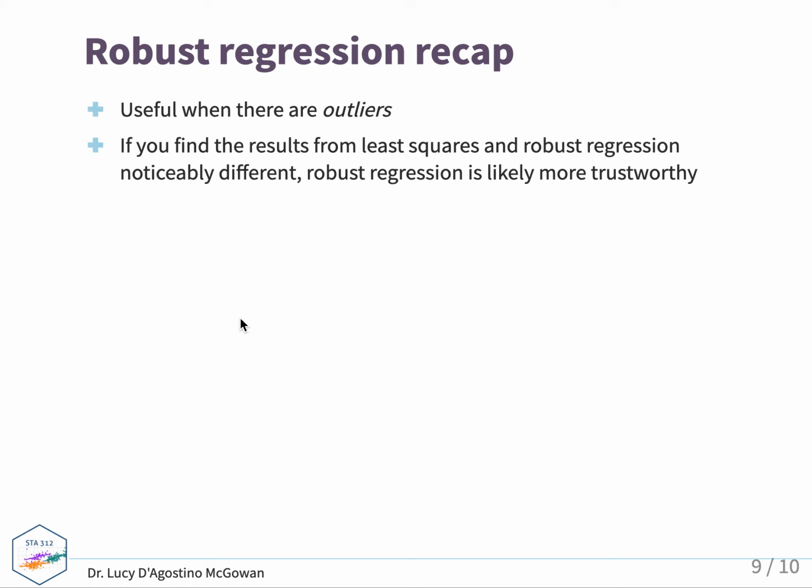So this is useful, again, for when there are outliers. So if you fit your least squares regression model and then you try a robust regression model, and you find that they're giving really different results, that probably means that robust regression is more trustworthy and that least squares is maybe not fitting quite right, most likely due to outliers. Now, of note, robust regression does not help with leverage points, and so if you don't recall the difference between those, make sure you go back and review the unusual observations lecture, but this is specifically for outliers.